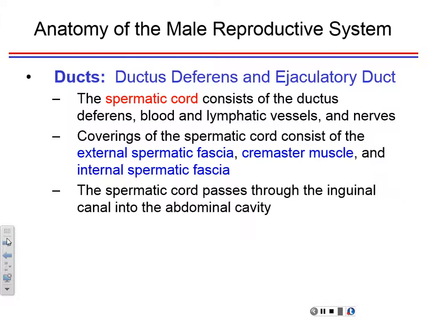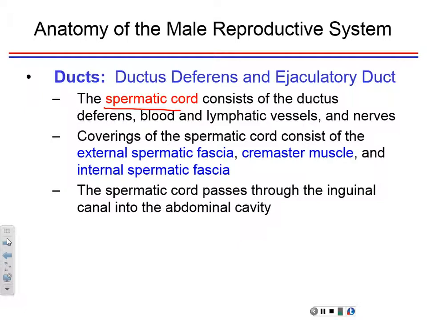So we talk about the ejaculatory duct. The vas deferens dilates into the ejaculatory duct. The spermatic cord that I was talking to you about has the ductus deferens, the lymphatic and blood vessels, the cremaster muscle, and the connective tissue surrounding it, the fascia on the outside. All that becomes the spermatic cord.